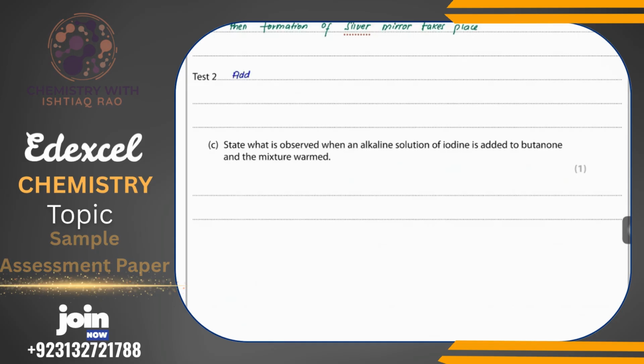Add K2Cr2O7, right? And warm, then butanal will change the color of K2Cr2O7 from orange to green, right?